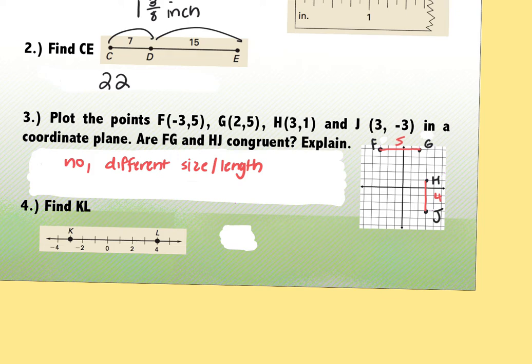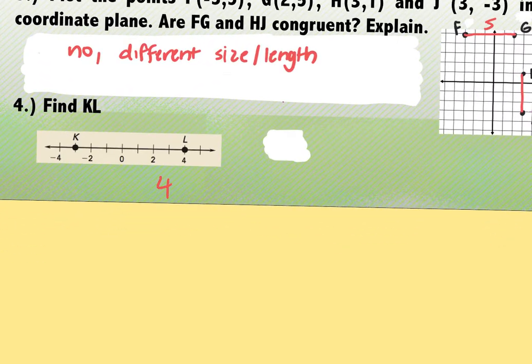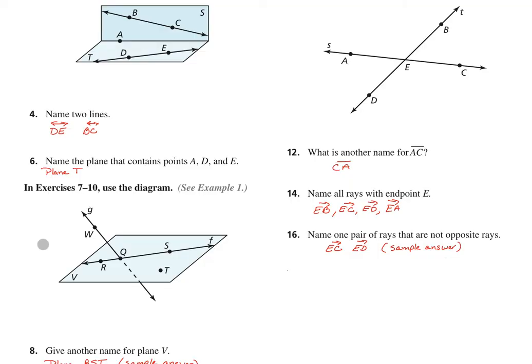All right, 4 says find KL. So, 4 minus -3, which is 7. Or you could have done -3 minus 4, but you had to put it in absolute value. Or you could have counted. Either way, answer 7. So you have to either use the word line with the 2 letters or you need the arrows over it. 6, name the plane that contains them. That would be plane T.